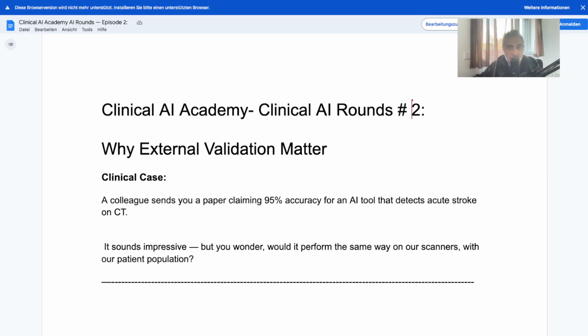So we have the clinical case. A colleague sends you a paper claiming 95% accuracy for an AI tool that detects acute stroke on CT scans of the brain. This sounds impressive, but you wonder, would it perform the same way on our own scanners in the hospital with our own patient population?